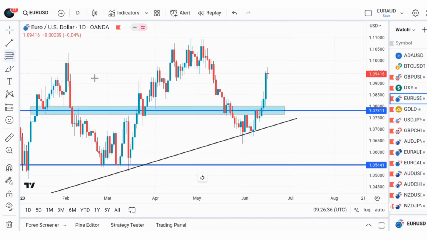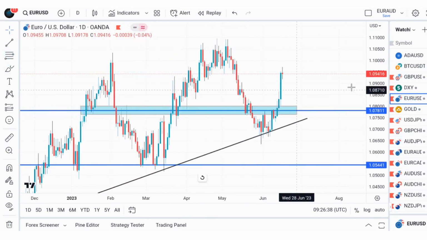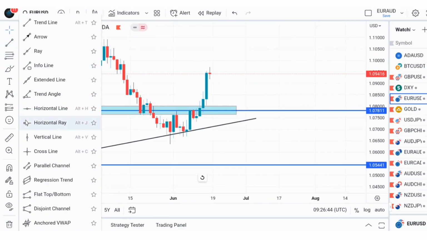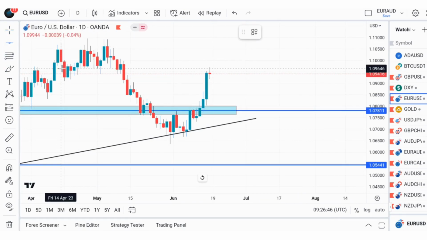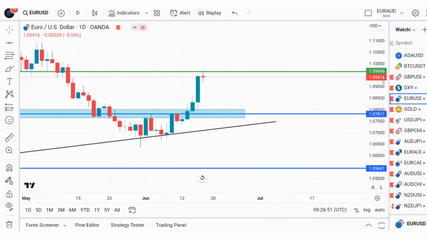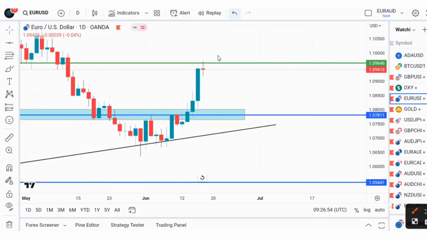So the first pair I want to take is the euro US dollar. If you check this area, you see that we have some resistance levels here, and then we have this daily candle close, which closes with a reversal pattern, a doji candle. So actually you might see a reversal from here. But the whole bias is still to the upside.